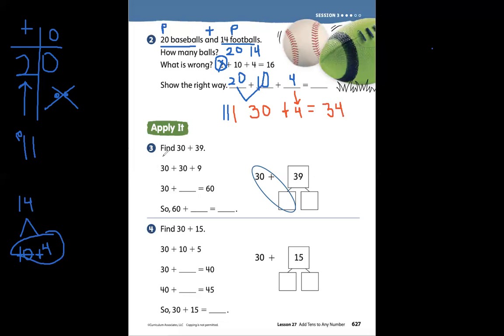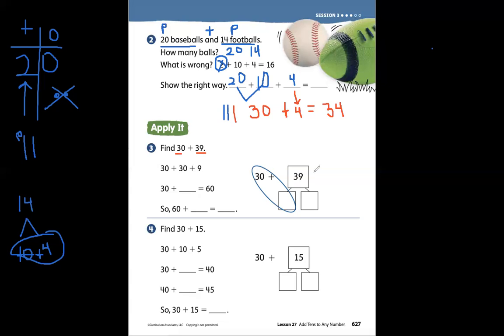Problem number 3, apply it. Find 30 plus 39. We know that 30 doesn't have any ones. It has a 0 in the ones place. But the number 39 does have ones. So we can break apart the number 39. We don't need to break apart 30. It already has 0 ones.